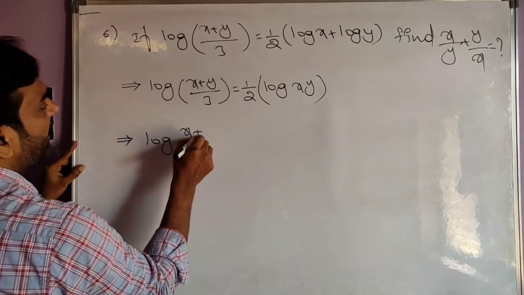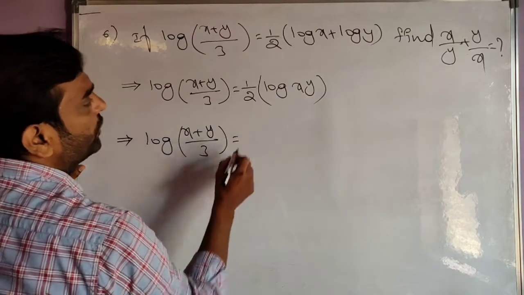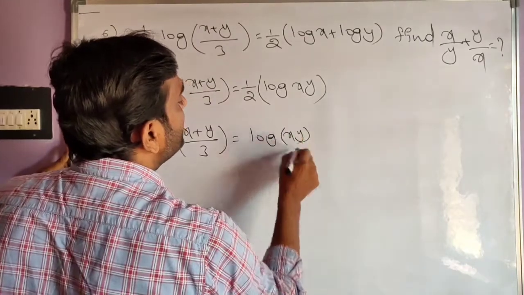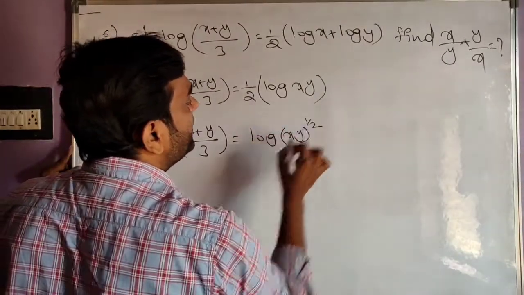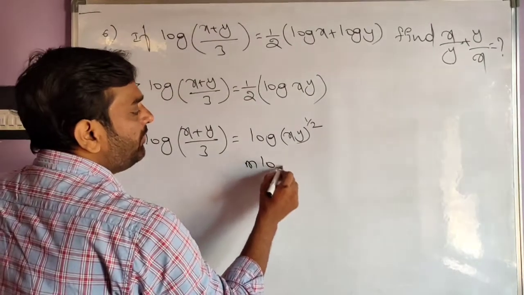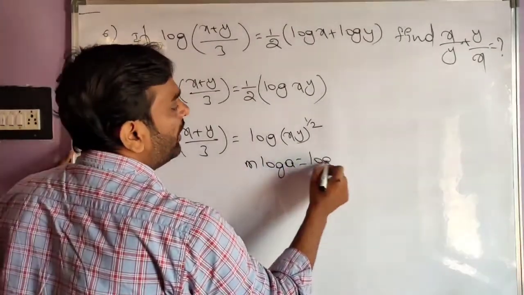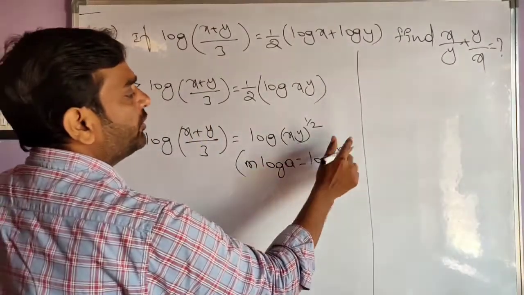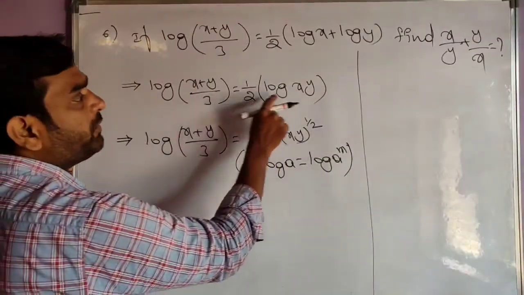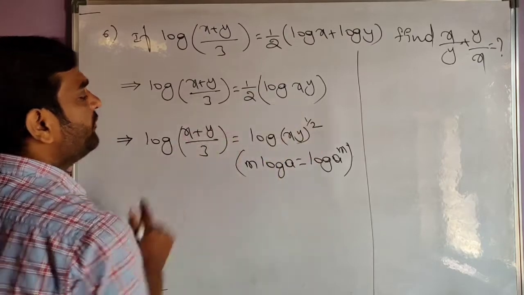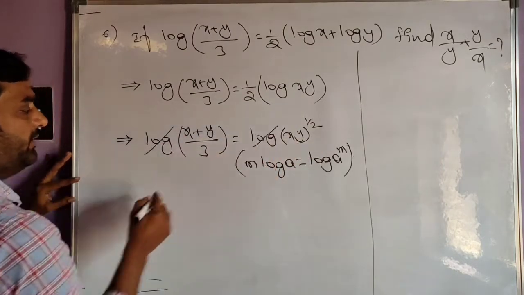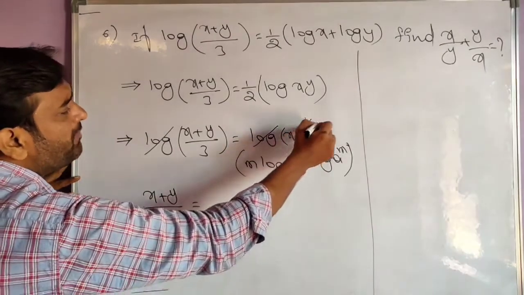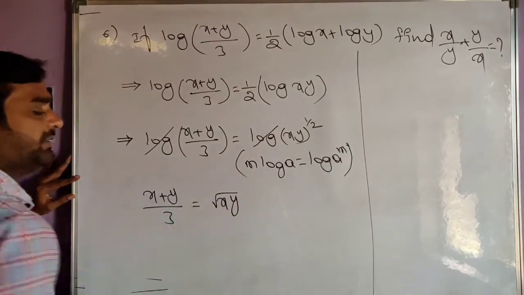Log of (x plus y) by 3 is equal to 1 by 2 log xy. What is the rule? m log a is log a to the power of m. What is m here? 1 by 2. So 1 by 2 log xy can be written as log of xy whole to the power of 1 by 2. Cancel log on both sides. Then you will get (x plus y) by 3 is equal to xy to the power 1 by 2, which is nothing but root xy.